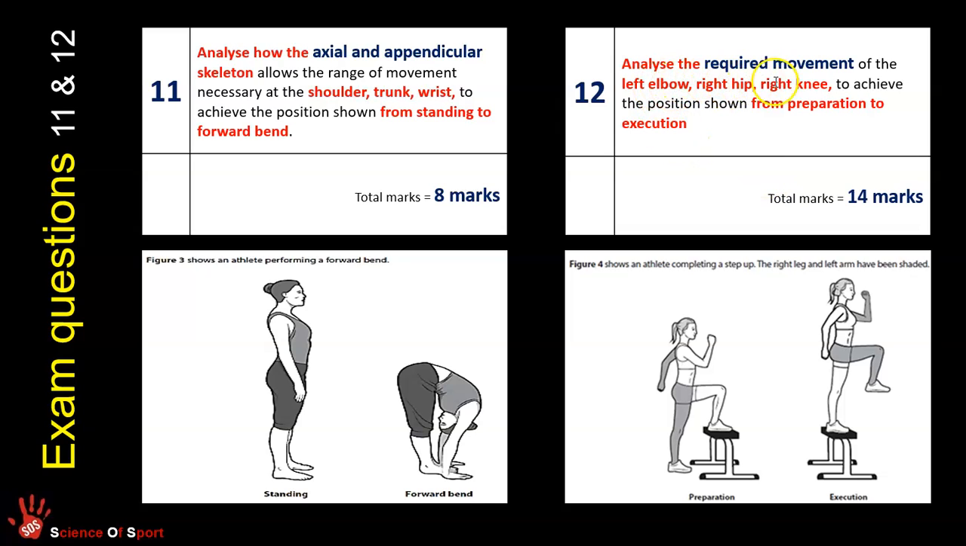There are 3 joints or body sections it wants you to answer about. I want you to write 3 separate paragraphs, and it will always direct you to a very specific movement. So this one is from the prep to the execution phase. It gives you the specific shaded limbs that it wants you to refer to, and you must answer clearly in your writing, relating your answer to this movement.